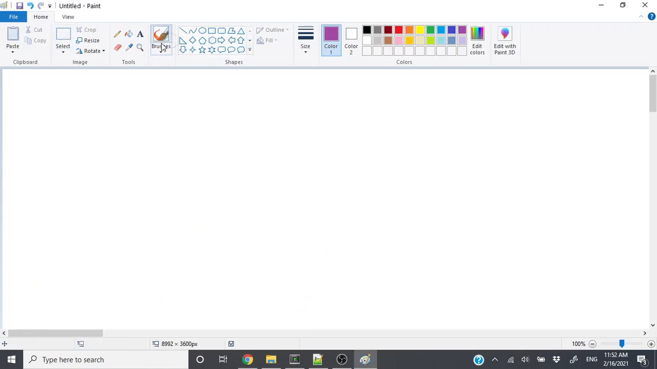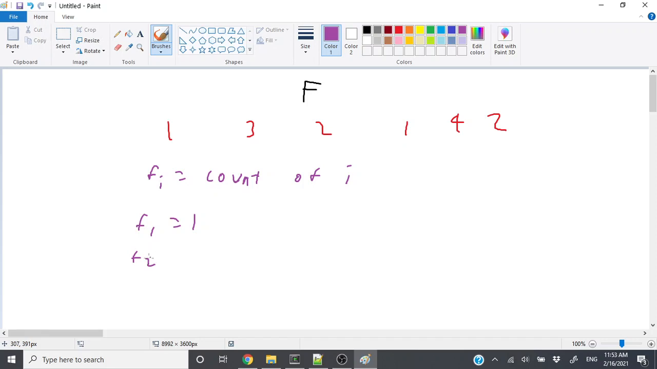So for f, we have an array. Say for example 1 3 2 1 4 2, and we're interested in the frequencies of these. So for example, let f of i be the count of i in the array. Then we're interested in the frequencies of all of them. So f sub 1 is equal to 2, f sub 2 is equal to 2, f sub 3 is equal to 1, and f sub 4 is equal to 1.